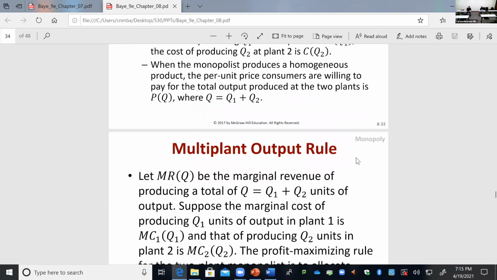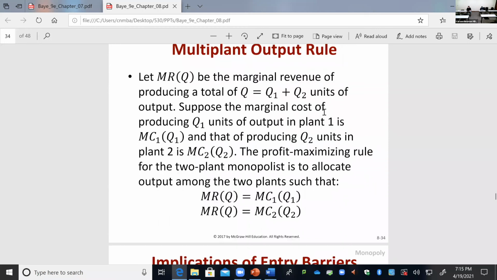Sometimes monopolies have multi-plants. They have 2 plants, and they have to make decisions. What is the profit maximizing output for each plant? Now, your marginal revenue comes from demand, right? The demand is the same for both plants. They're both facing the same demand. So you compute your marginal revenue from your demand, which is just one demand for the monopoly. It's market demand. And then you equate that to the marginal cost for each plant. The 2 plants have different marginal costs. Why? Because they probably have different technology, different scale, and so forth.